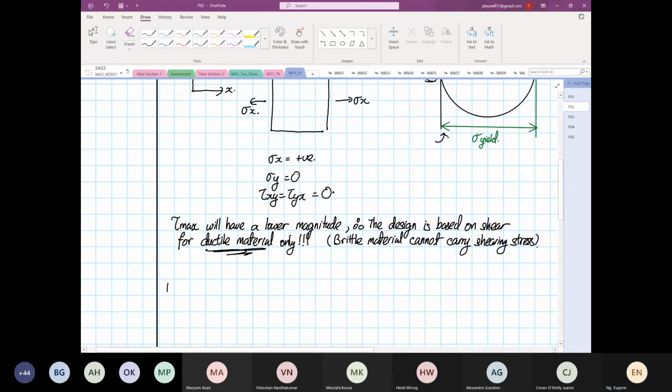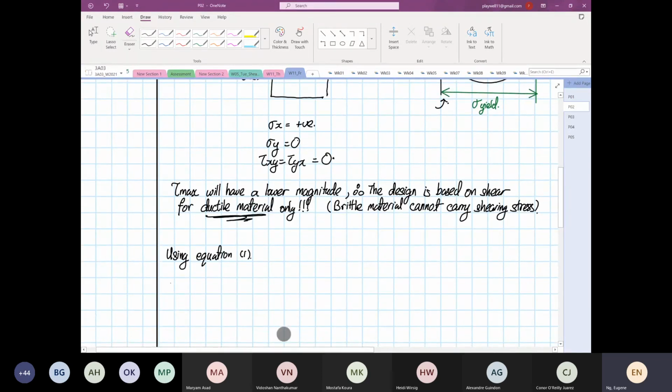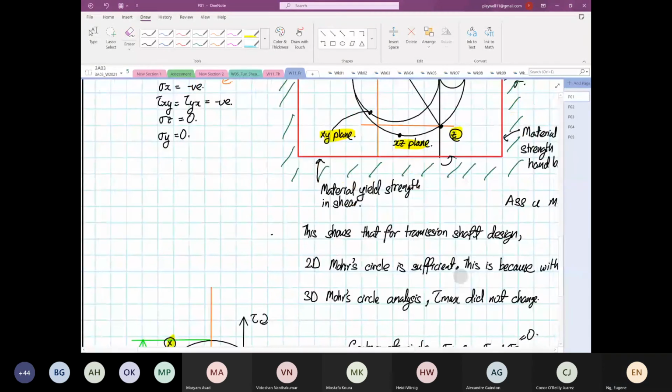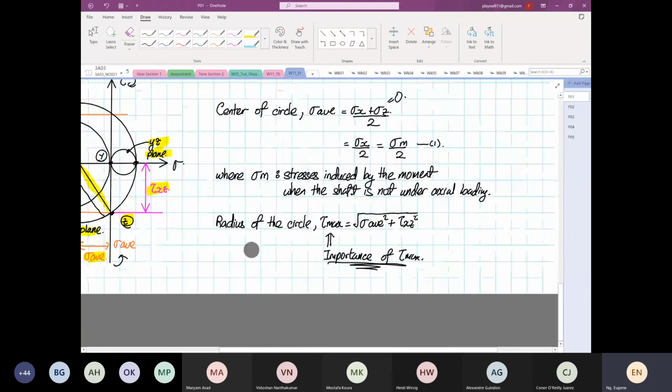So using equation number 1. Let me write another thing. So we know that tau max is equal to the square root of average stress squared plus shear zx squared. We did write this out before, we did write this relationship over here. So I think I should use this as our equation number 2.